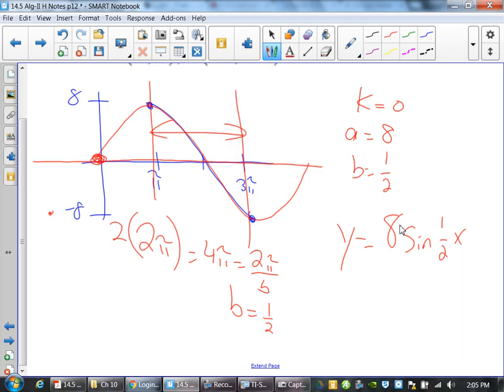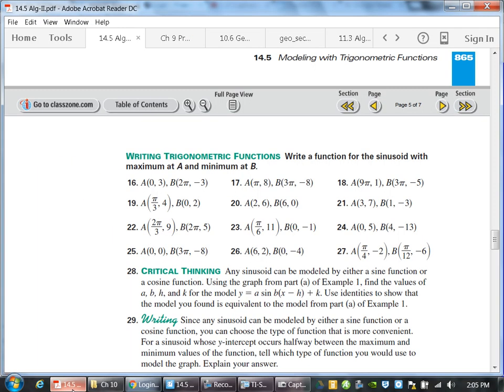Do another one. Wait, why is 3 pi your minimum? Oh, no. It's given to you. That was a stupid question. No, it's not. I just realized why. It will be given to you. Yeah. Okay.